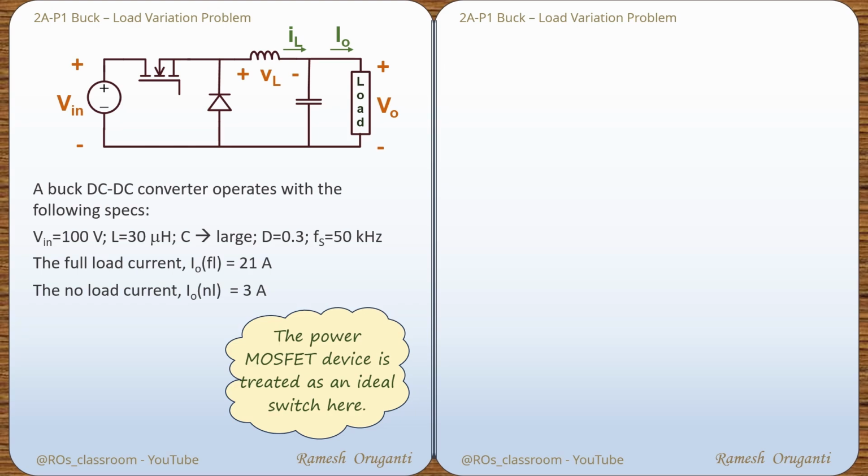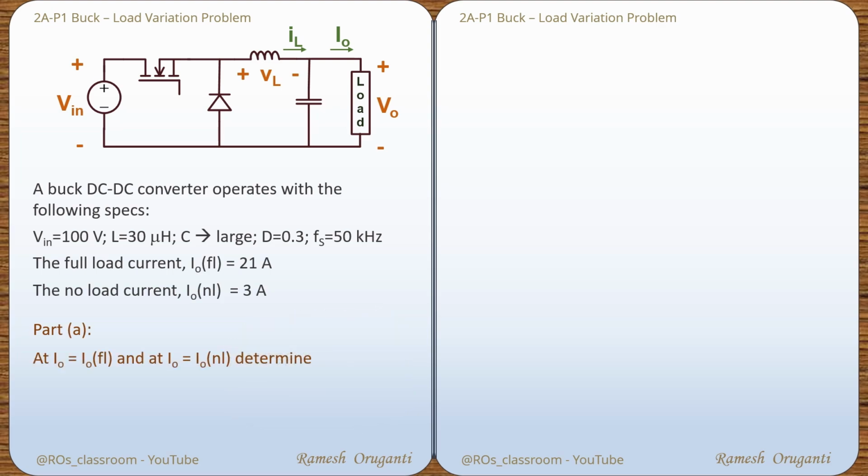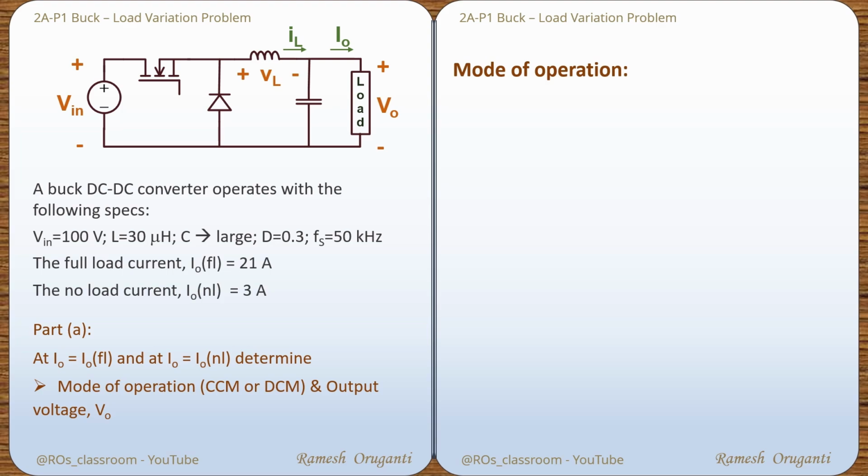Part A of the problem is, at I0 FL and at I0 NL, to determine the mode of operation, whether it is in CCM or DCM, and also to find the output voltage V0 at these two currents. First, let's do the mode of operation. TS, the switching period, is 1 over Fs, is 1 over 50 kilohertz, is 20 microseconds.